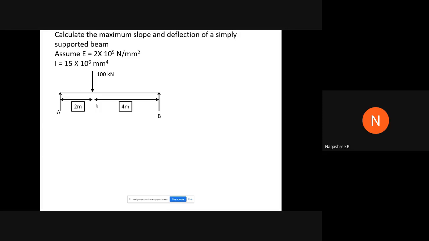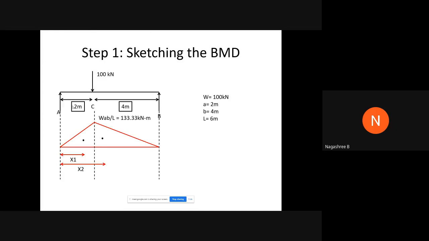I just repeat it once again. Here we have been given a simply supported beam, wherein A and B are the two supports, and the span of the beam is 6 meters. It is subjected to a concentrated load of 100 kilonewton, at a distance of 2 meters from A. We are supposed to determine the maximum slope and deflection for this simply supported beam. First and foremost, we are supposed to determine the maximum bending moment.